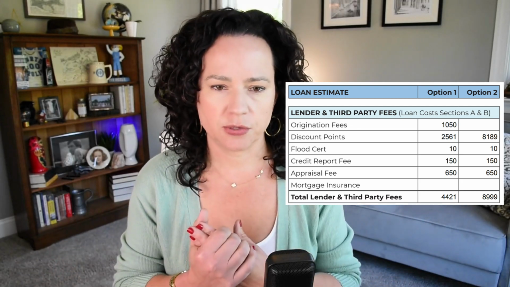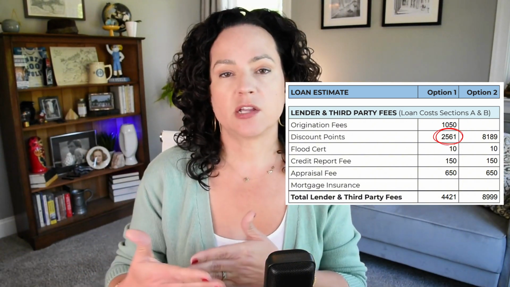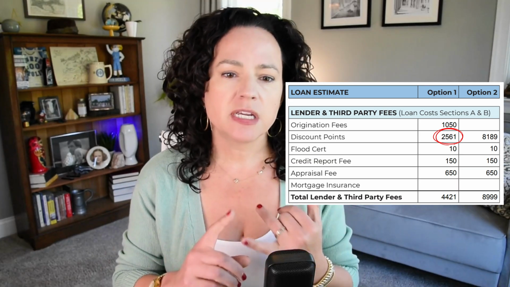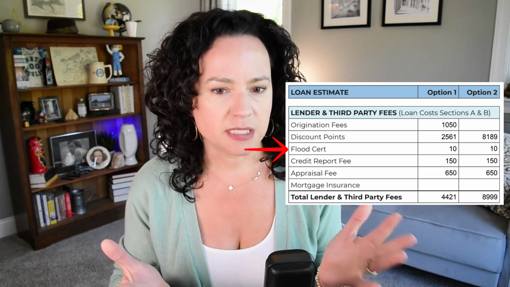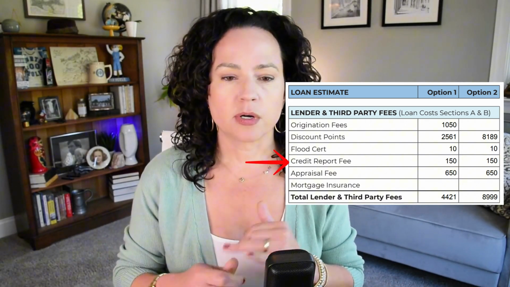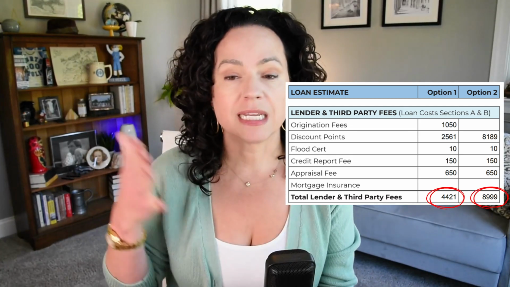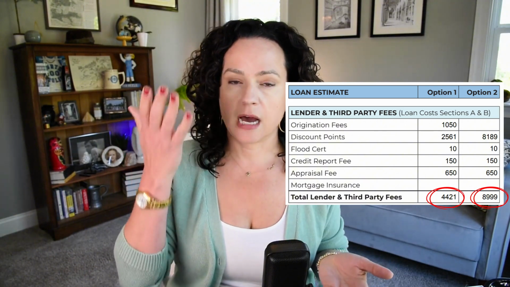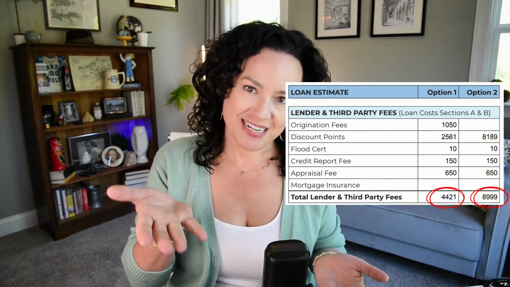So when we're looking at that, again, let's look at our example here. So option 1, option 2. We've got an origination on option 1, and we've got a little bit of discount point. Discount points are extra fees that you pay at closing to get a below market rate. And then we've got some other miscellaneous fees with the flood certification, make sure the home isn't in a flood zone, and credit report fee, and also the appraisal. So right from the get-go, you can see option 1 is cheaper than option 2. So higher rate, but lower fees. Option 2 is lower rate, higher fees.